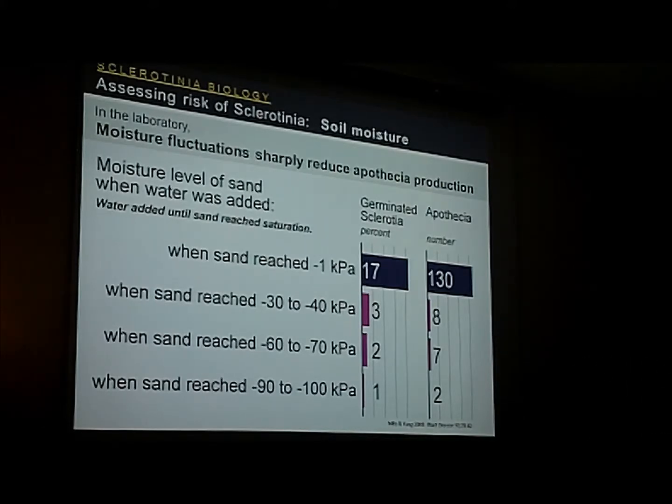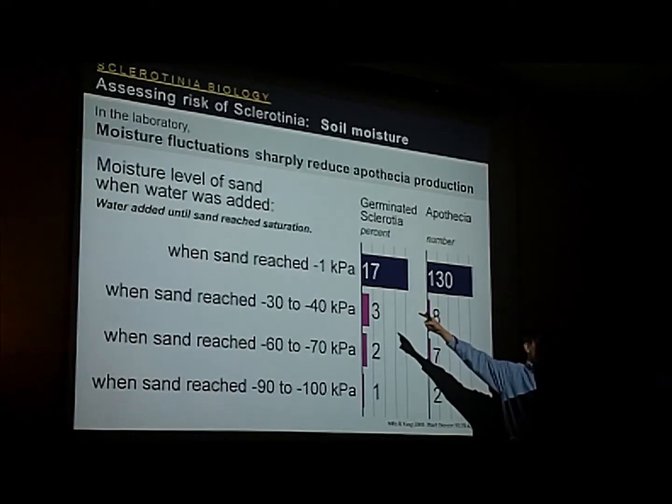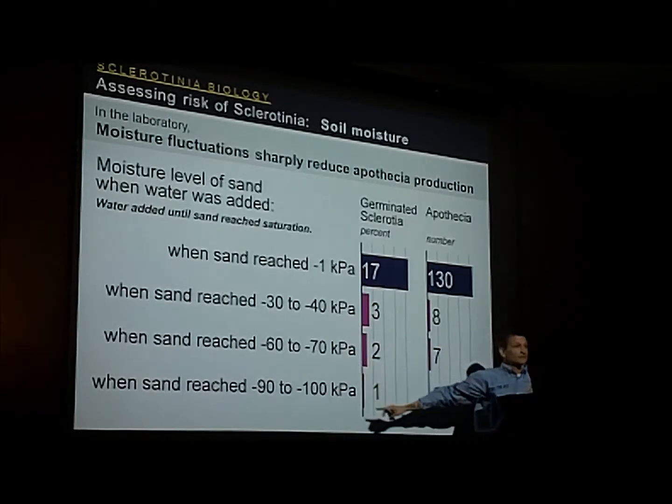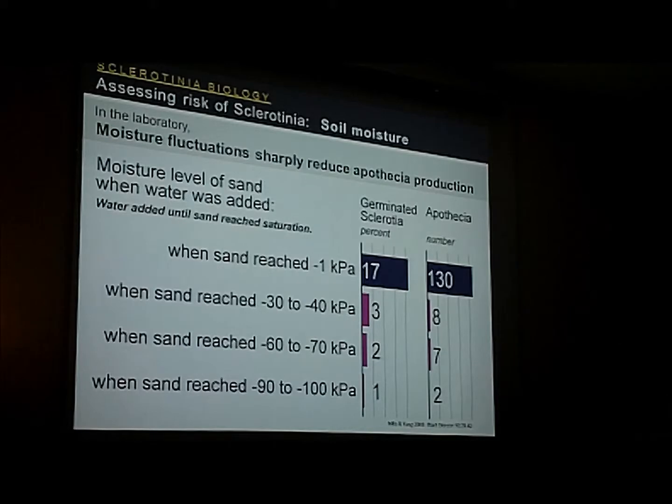And what they did here is they had sclerotia in petri dishes, and they either added water when the soil didn't really dry at all, i.e. they kept the soil moist the entire time, that's this treatment. Or they let the soil dry to different levels before they rehydrated. And they did this for an extended period, and what you can see there is that fluctuations in soil moisture cause sharp reductions in the percentage of the sclerotia that germinate to form these mushrooms, and very sharp reductions in the apothecia production.